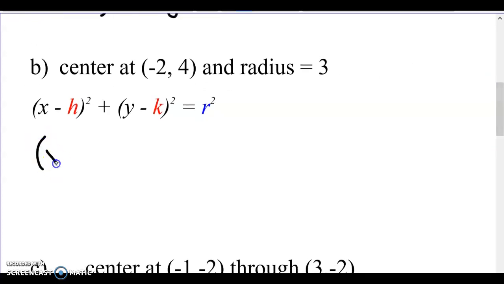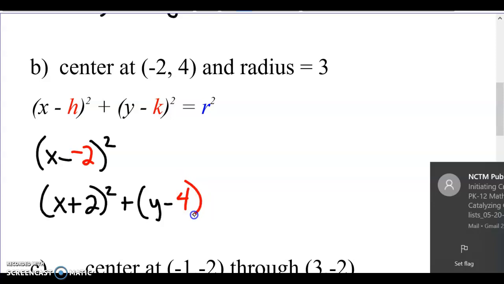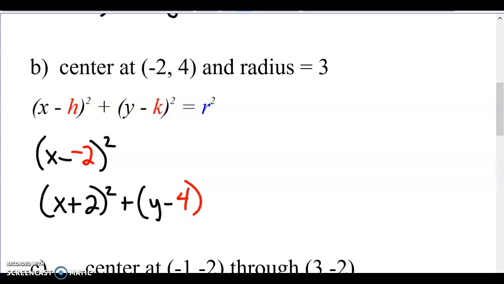So on this one, it would be x minus, now on this one, I have -2 for my x value. So when I put in -2 there, minus a negative turns into plus a positive. So plus 2, okay? And then y minus, and the y value of my center is 4, so the 4 would go there, all right? And then equals, radius is 3, so 3 squared would be 9. What a lot of kids do is they just put a 3, or sometimes they do 3 times 2, which is 6, but it's radius squared, so 3 times 3. Oh, and I forgot this little square there, didn't I?